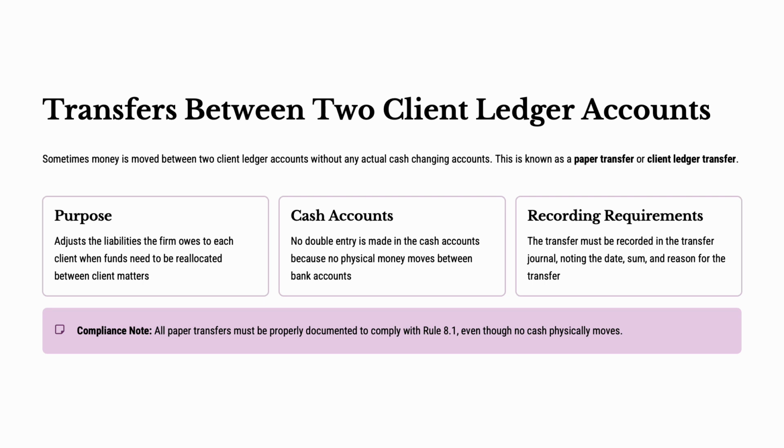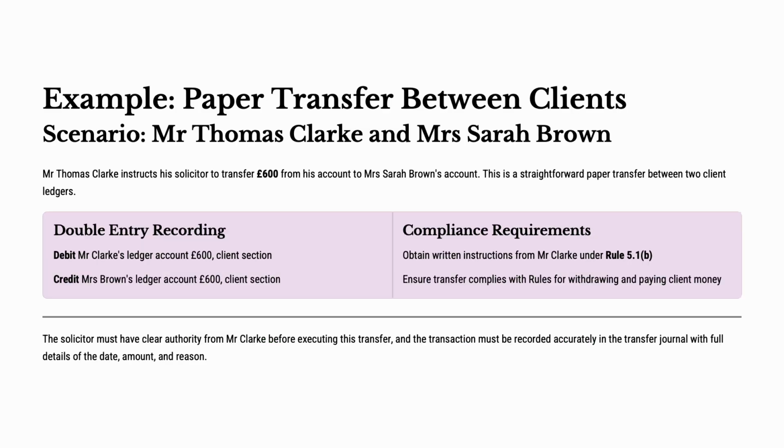Failing to do so is a breach of Rule 8.1. Think of it as shuffling accountant paper. No actual coins are involved, but accuracy is still vital. Got an example for it as well here.